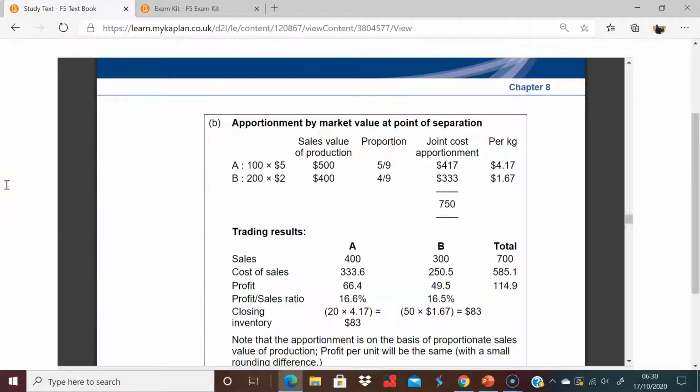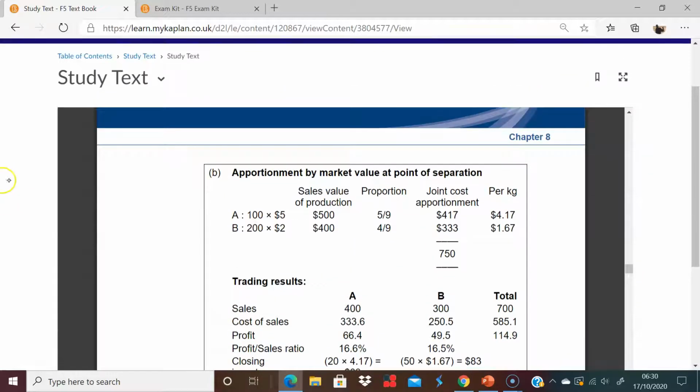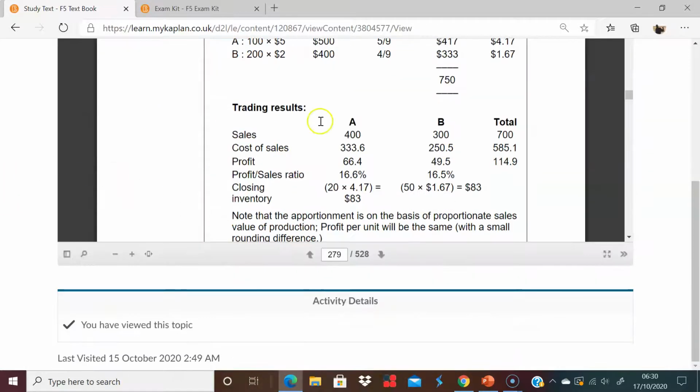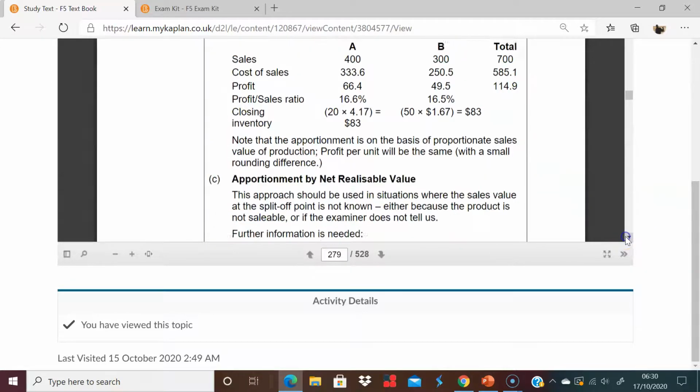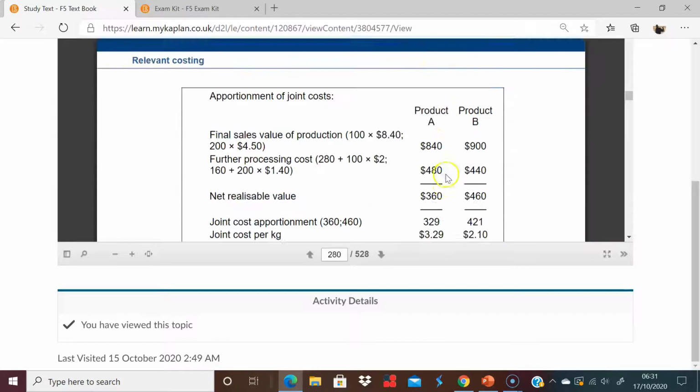And you just value the remaining inventory at the cost. So 20 times £4.17 is 83. 50 times £1.67 is 83. And that's really it. Again, like I say, you typically need more information to do the net realizable value. They have to give you some more information. So we almost need to complete the process. So selling prices after further processing, which is why I said we can ignore that for now. Come back to that.